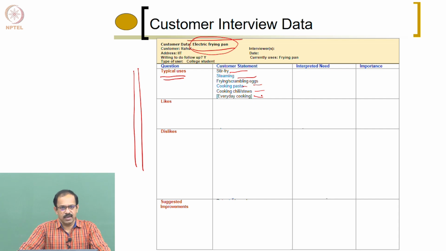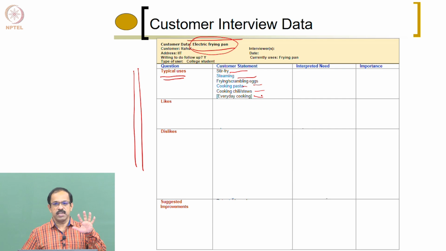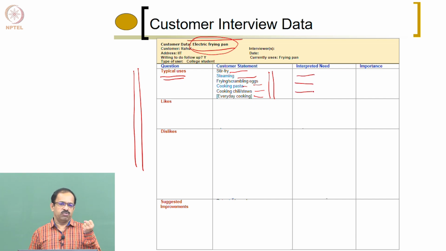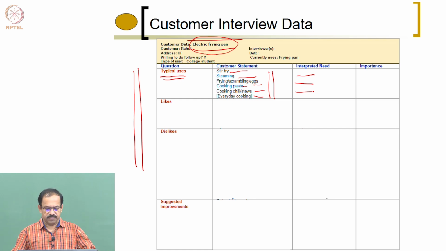So basically, it tells the designer that it's not a single application. There are multiple applications for this, and somebody will be using it for deep fry, somebody will be using it for boiling also. So both applications are there, and therefore you need to think of a size, shape, and the dimensions, etc., based on these requirements. So that is the customer statement. So the interpreted need is that it may be used for multiple applications. So it should be capable of doing stir fry. It should be able to do cooking, and sometimes it may be used for stews, like some soup or something like that. So all those things will become the interpreted need here.